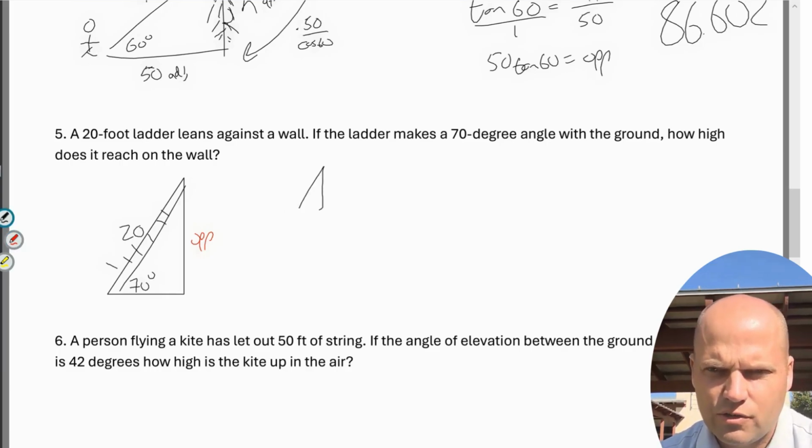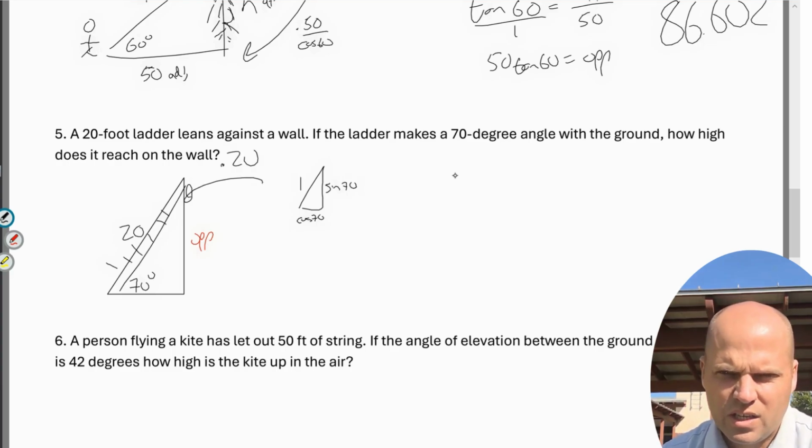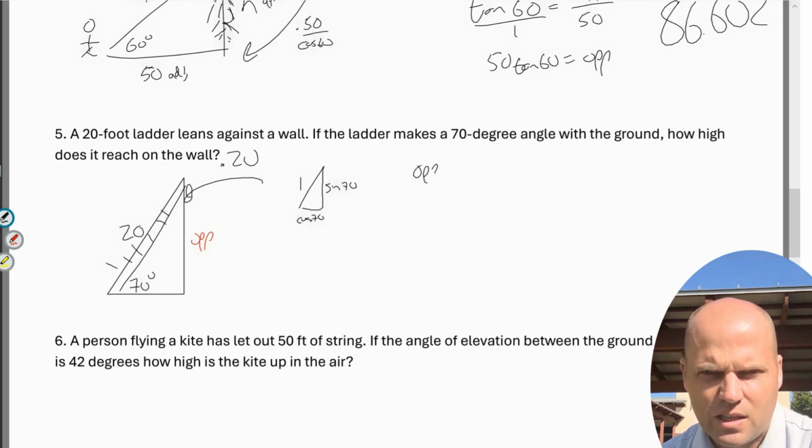Small triangle scaled. This is the sine of 70. This is the cosine of 70. This is 1. Multiply things by 20 to get the opposite length.